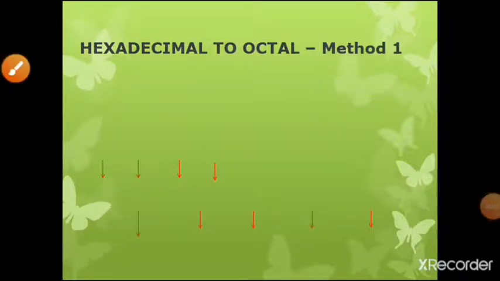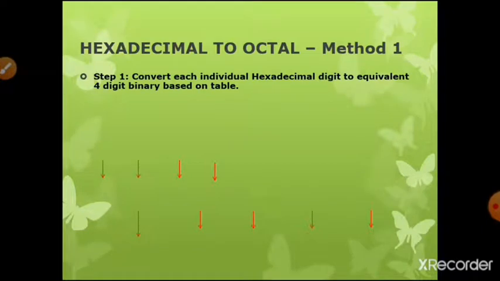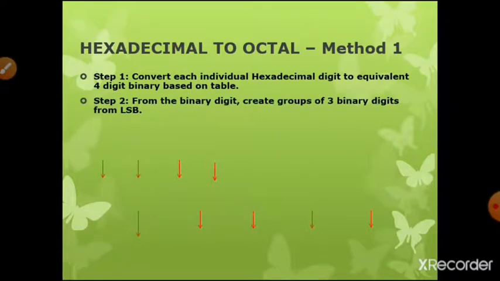Hexadecimal to octal. Here we have 2 different methods to convert a hexadecimal number into an octal number. In the first method, we take each hexadecimal digit and convert it into its 4-bit binary equivalent based on the table which is already discussed. Next, we group them into 3-bit binary values from the LSB. Here for example, we have 19C3.